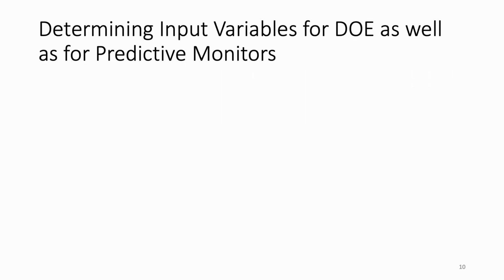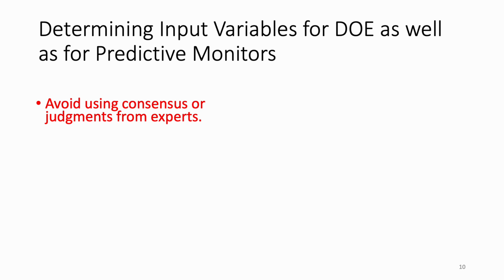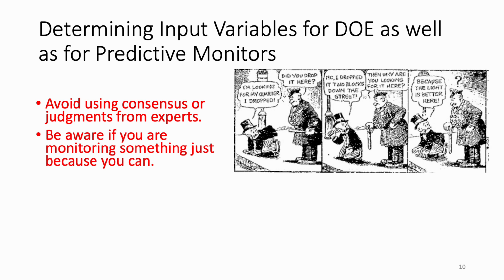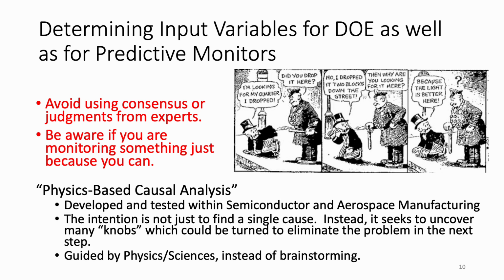For determining input variables for design of experiments, as well as for predictive monitors, we want to avoid using consensus or judgments from experts. We want to be aware if we are monitoring something just because we can. In this case, I don't just want to look where a street light is illuminating the ground to find the quarter that I dropped because the light is better there. We want to look everywhere or find what it is we really need.